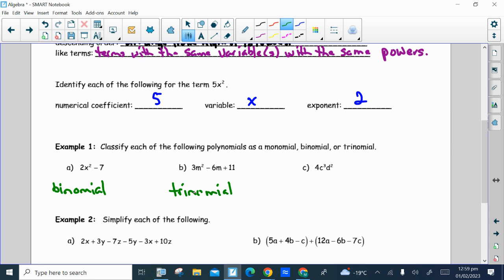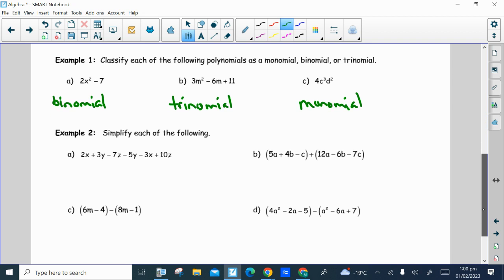It has three terms. The first term is 3m squared. The next term is the 6m. The last term is the 11. They're separated by either a minus or a plus. And the last one is a monomial. There's only one term there. It doesn't matter that there are two variables. There's no plus or minus in between any of them. It's all part of the same term. So that makes it a monomial.